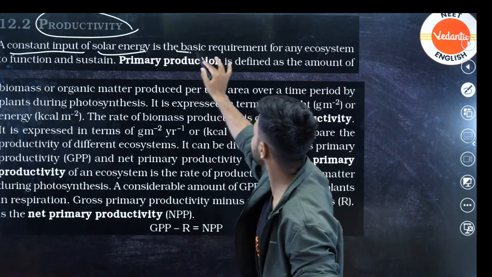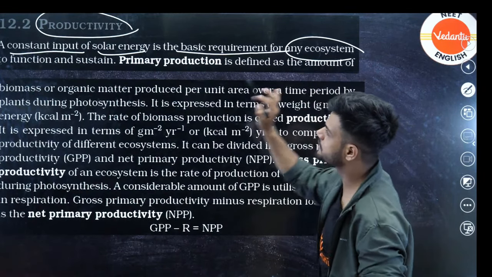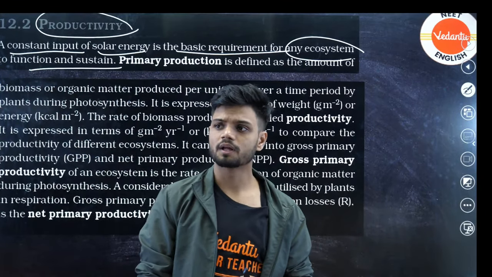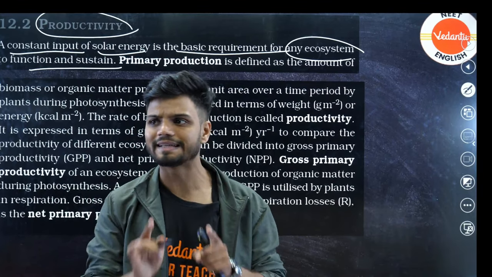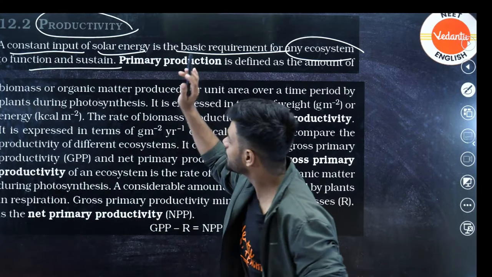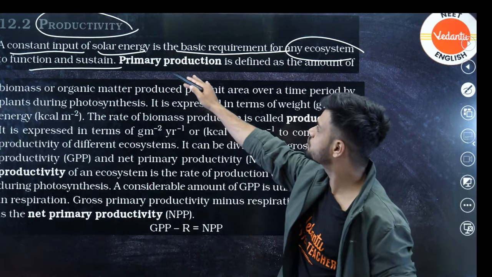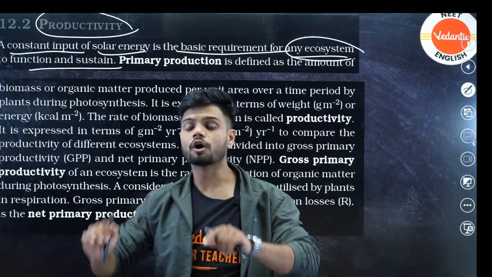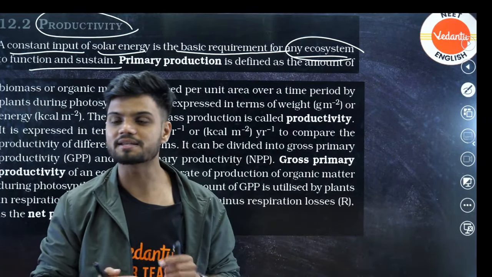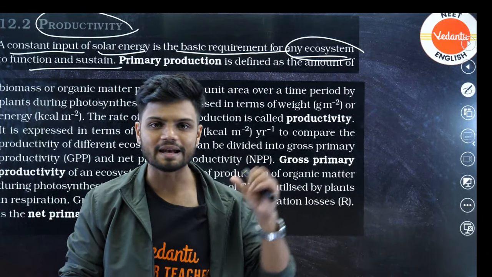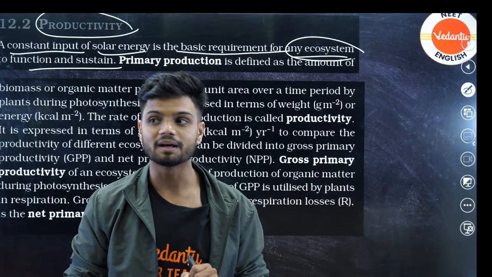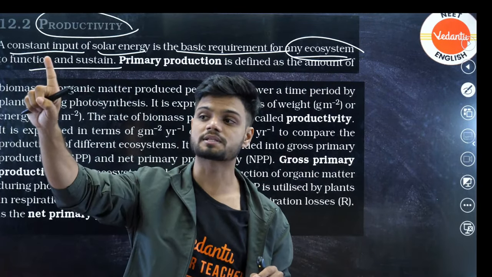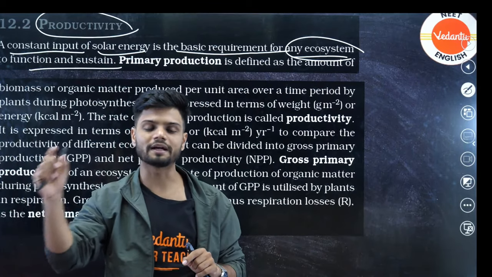A constant input of solar energy is the basic requirement for any ecosystem to function and sustain. Is this line true or false? Tell me in the chat right now. That is, a constant supply of solar energy is the basic requirement for any ecosystem. Is it for all the ecosystems in the world? I'll change the line. Solar radiation is the basic requirement in all the ecosystems? If it is all the ecosystems, it is false.